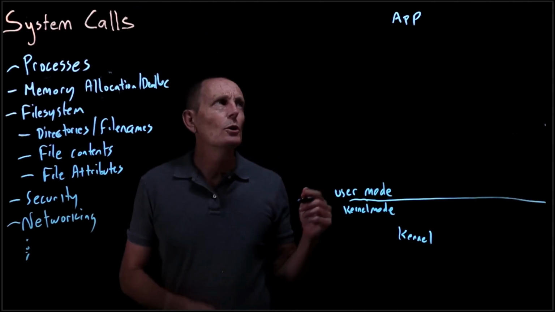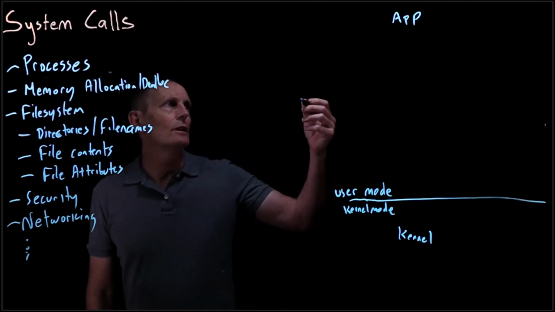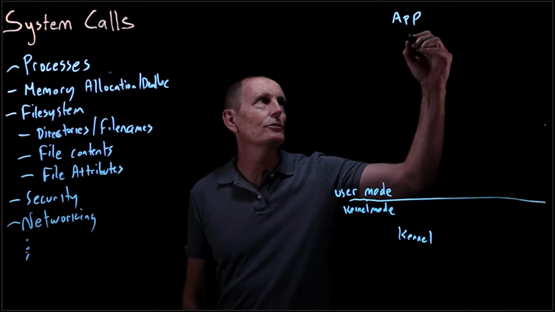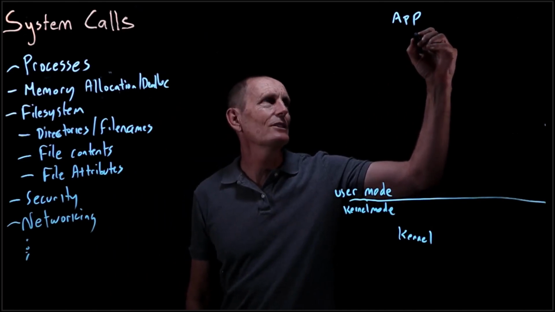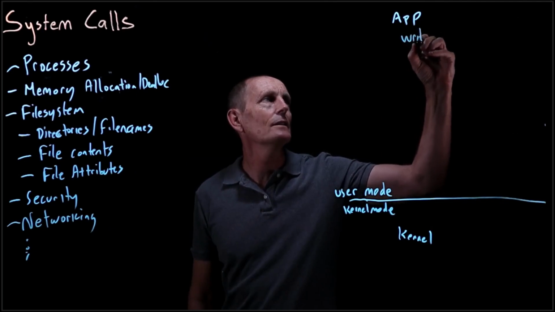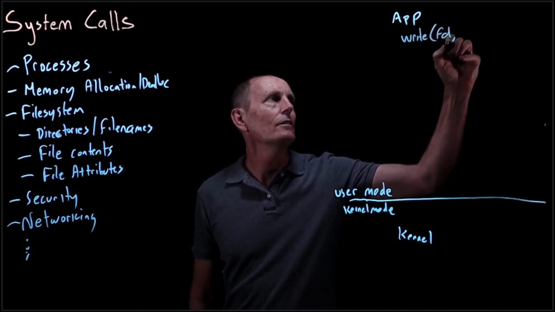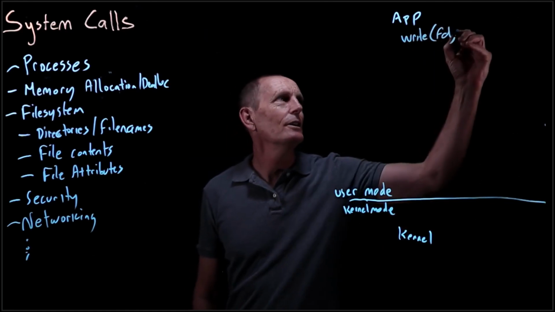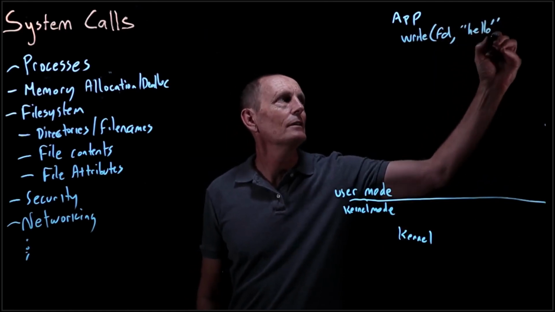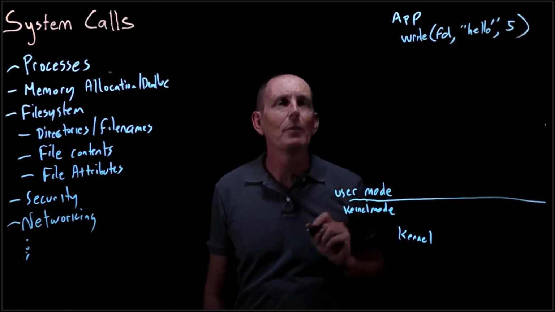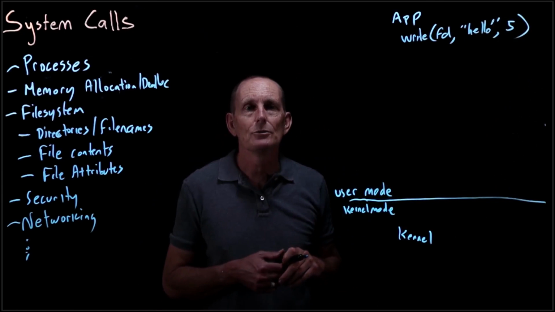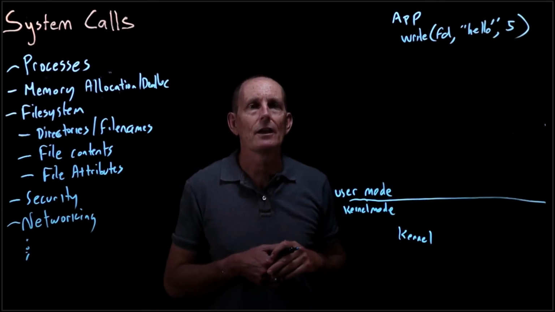So we have our application. Let's look at an application that might make two system calls. Actually, let's just look at a single system call right now. We might call write with a file descriptor, which is an integer, a pointer to something to write, and the number of bytes to write. So our application is trying to write hello to either some file or to the standard output or something like that.